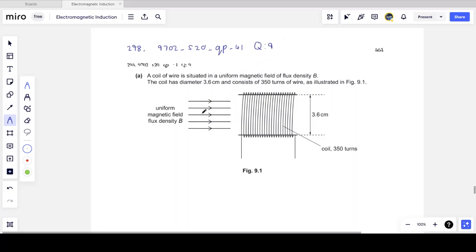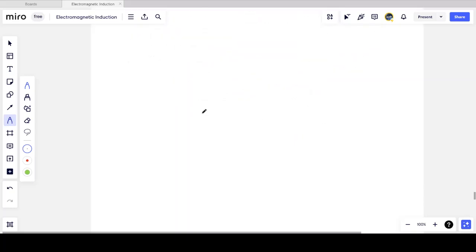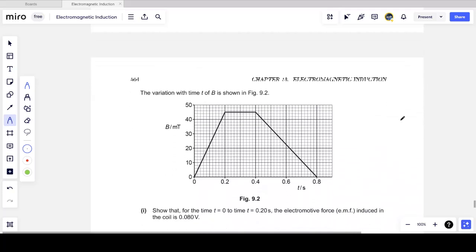Now we are told that a coil of wire is situated in a uniform magnetic field of flux density B. The coil has a diameter of 3.6 centimeters and consists of 350 turns of wire. So quite straightforward. Uniform field, coil with 350 turns. What happens? Well, in this way, basically nothing. But, we are told something special. The variation with time of B is shown. So B is not remaining constant. B is changing with time.